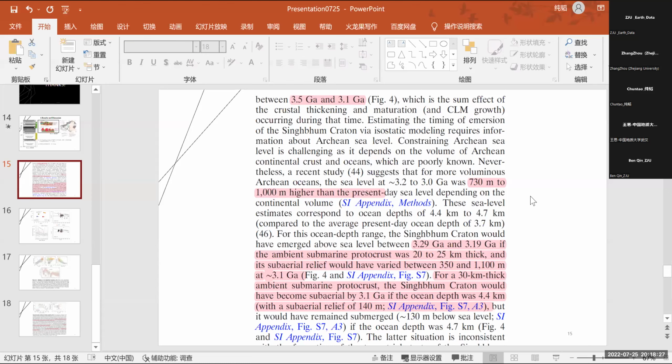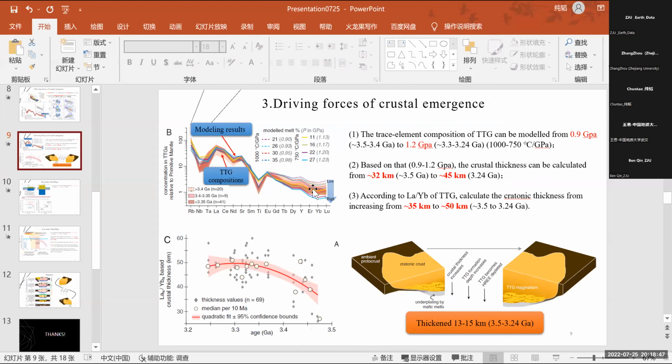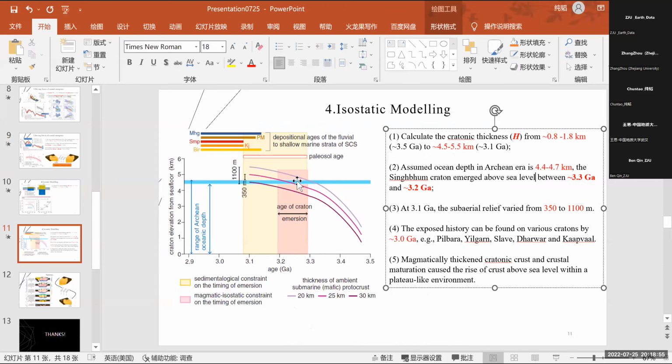So if you see this figure, if the ocean depth is much higher, for example 5 kilometers or 6 kilometers here, the crust will not emerge during this period, maybe only later, around 2.1 billion years ago. So it's a peak for this point, I think.